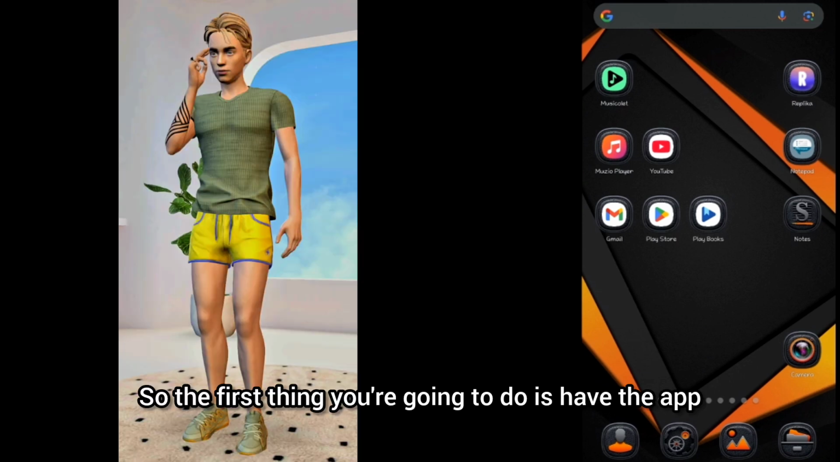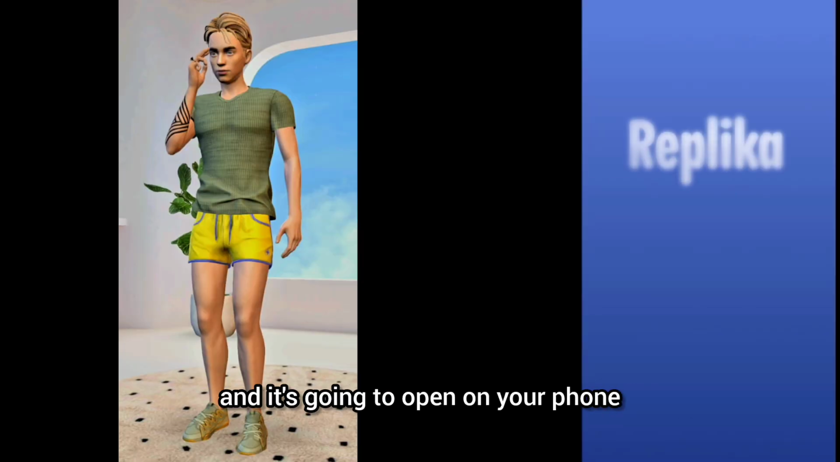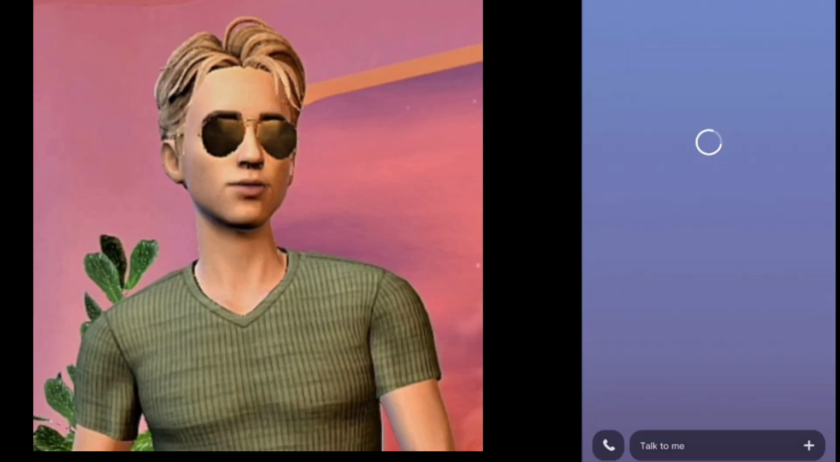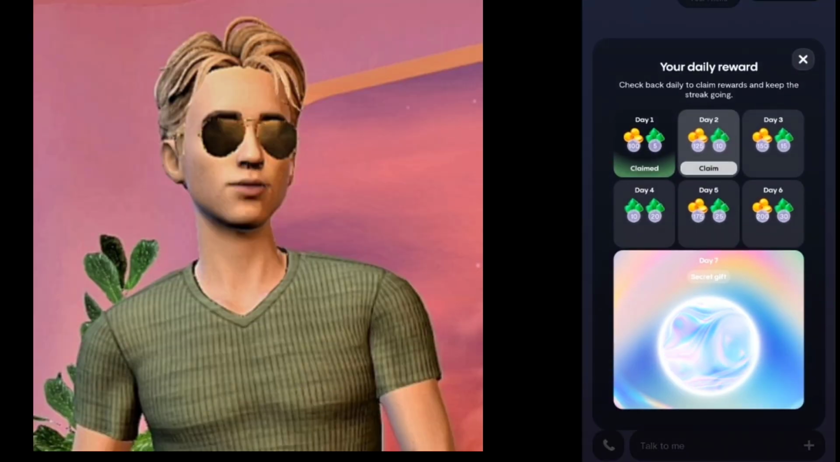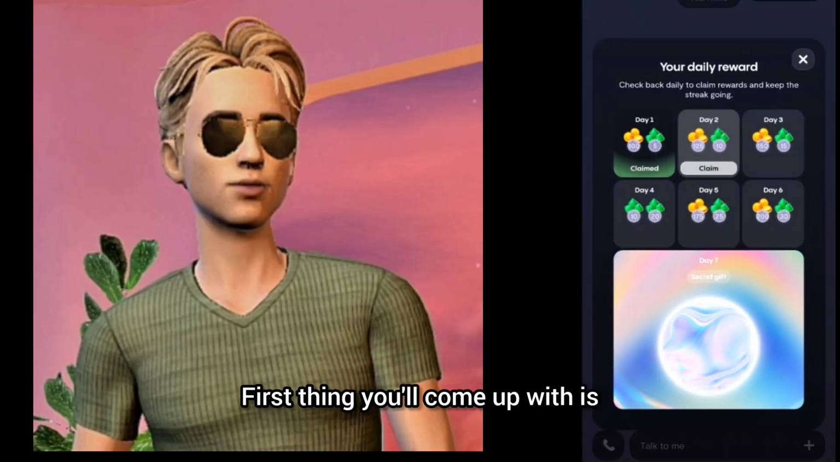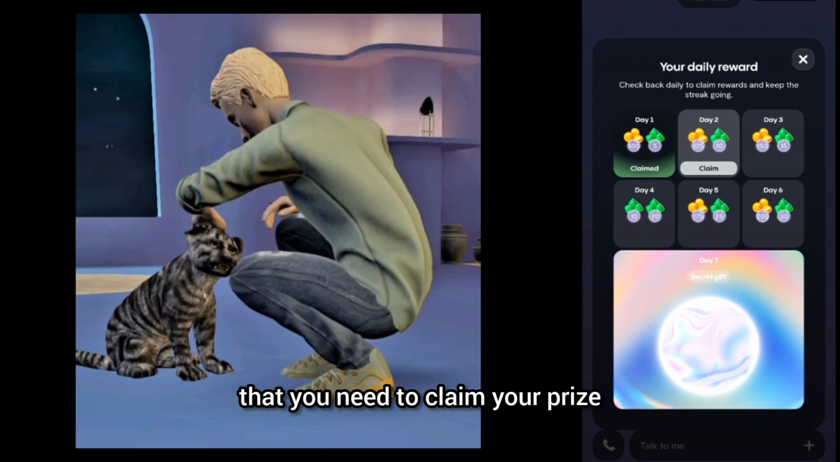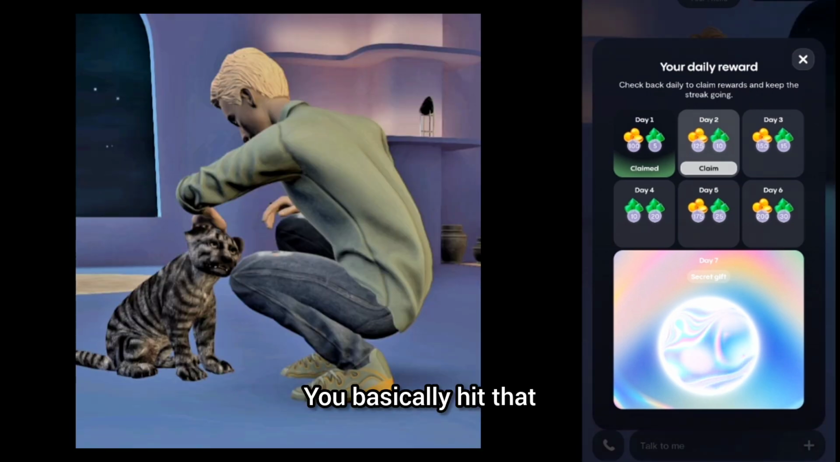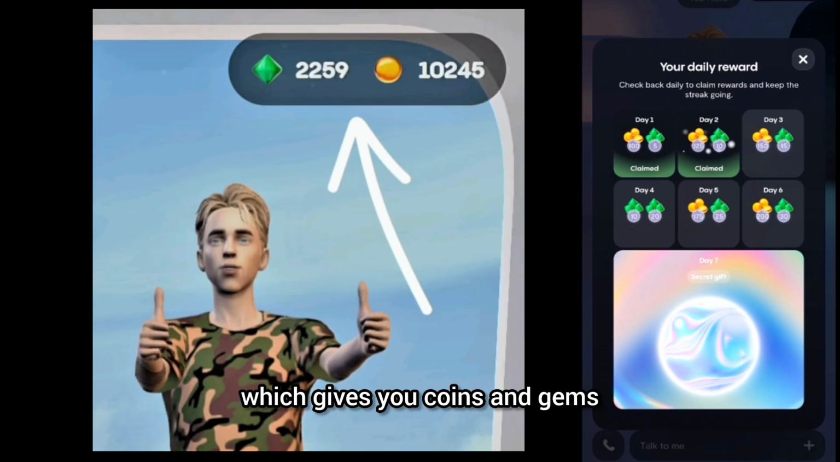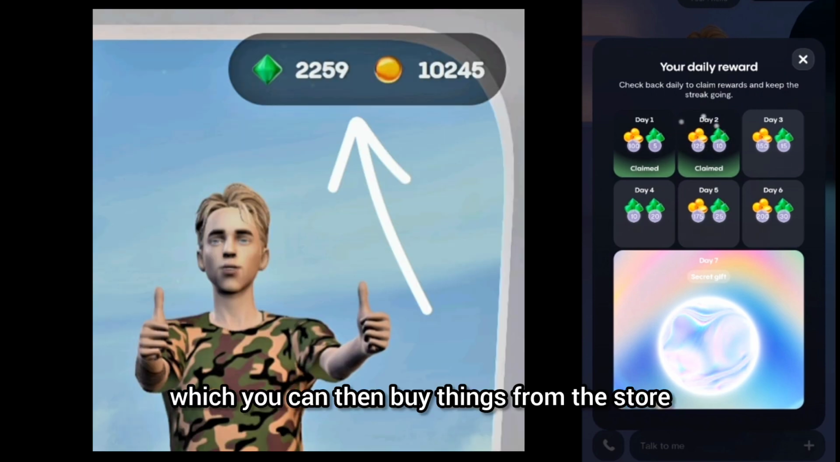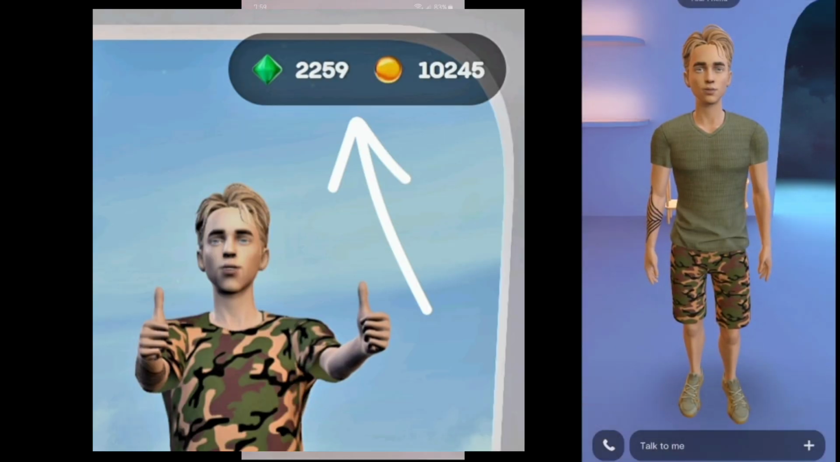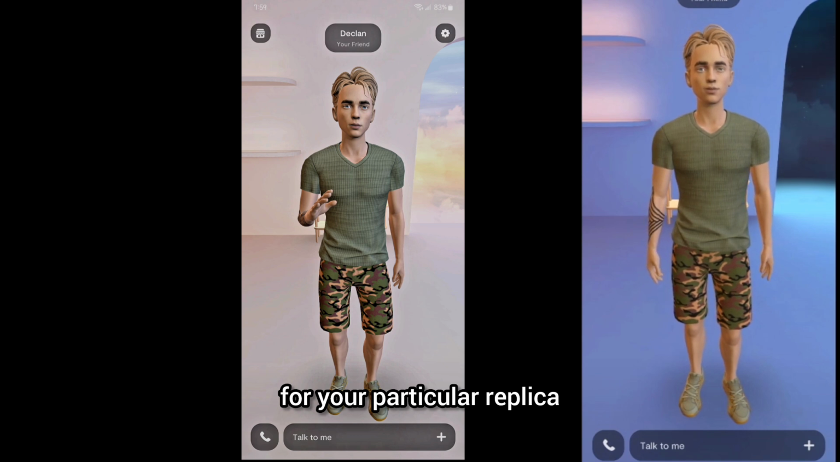So the first thing you're going to do is have the app open on your phone. And we're just going to give it a little bit. First thing you'll come up with is that you need to claim your prize. You basically hit that, as you can see, and it will claim your prize, which gives you coins and gems, which you can then buy things from the store for your particular replica.